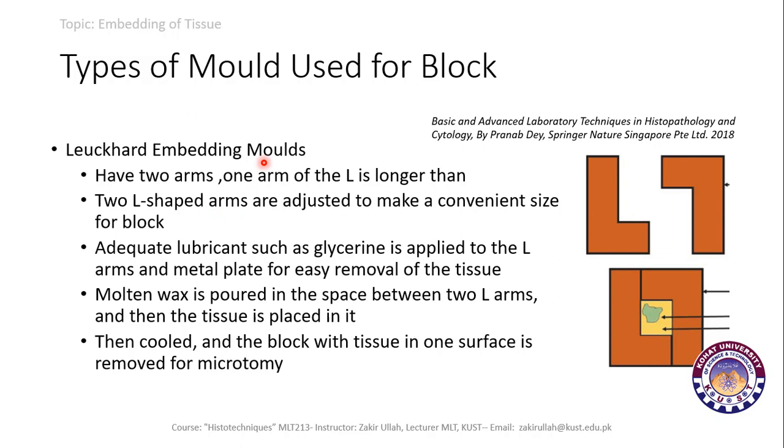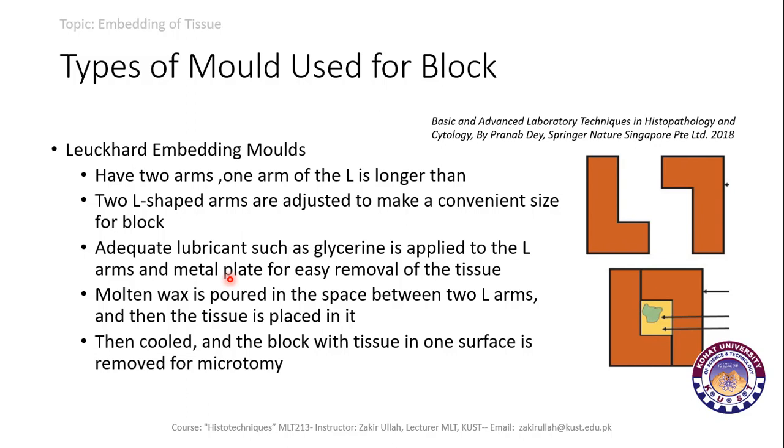Another type of mold is the Leuckart embedding mold. This type of embedding mold has two arms. One arm of the L is longer and the other arm is shorter. The two L-shaped arms are adjusted to make a convenient size of block, as we can see here, and they are adjusted according to the convenience of the tissue.